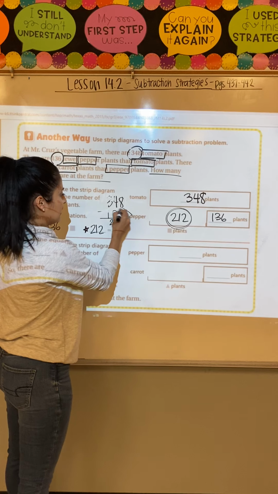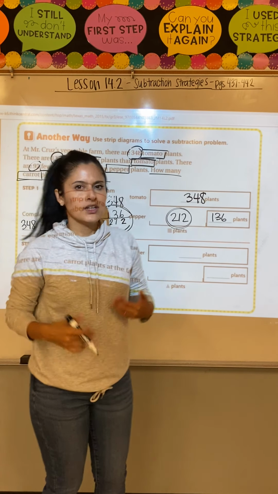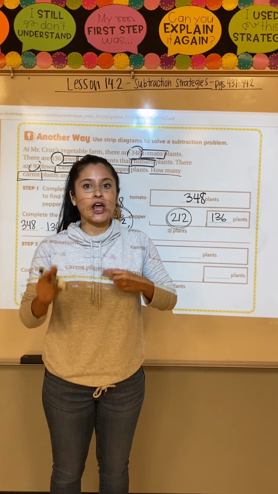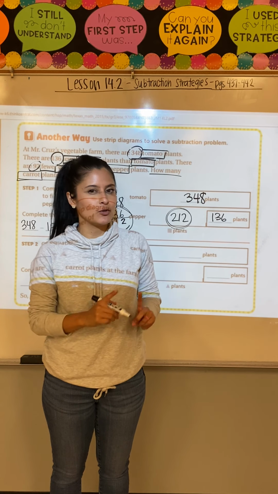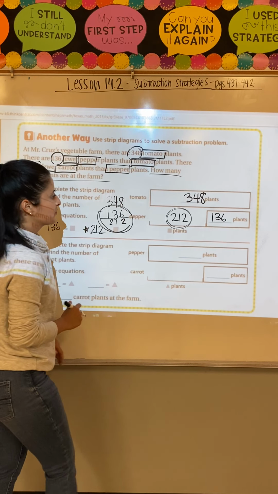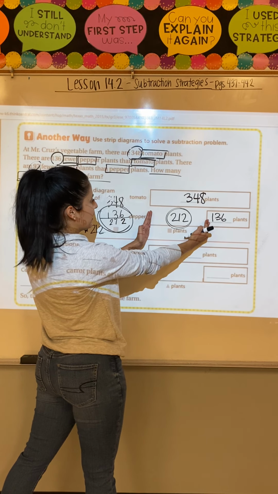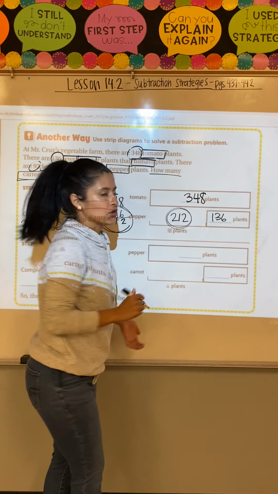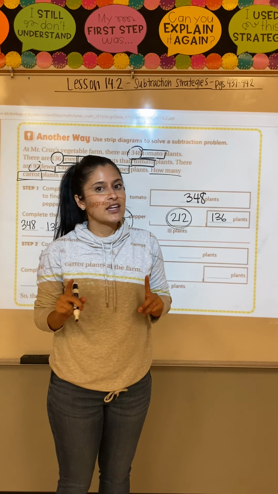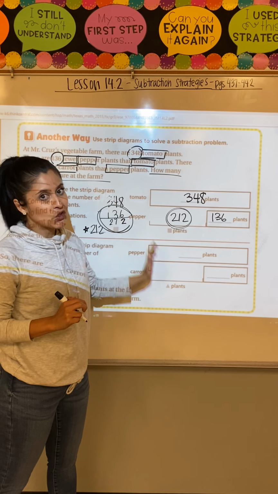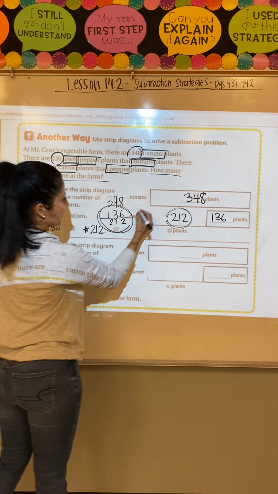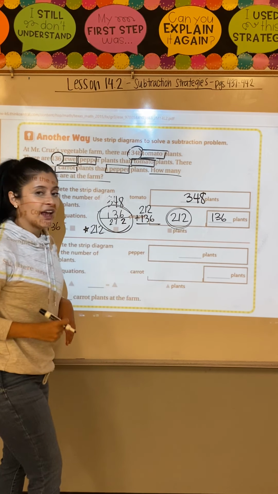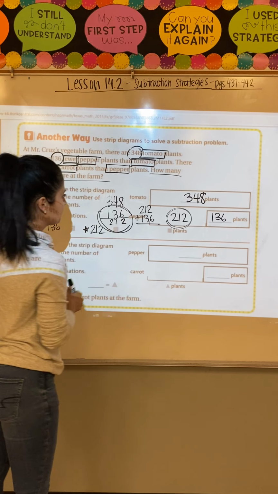I'm going to use my inverse operation. What is the inverse of subtraction? Addition. I'm going to use my opposite operation to double check my work. Meaning, I'm going to take 212 and I'm going to add 136 more to see if I get 348. That's going to help me make sure that I did subtract correctly. Okay, so let's check our work. 212 plus 136. Go ahead and add that on your paper real quick.